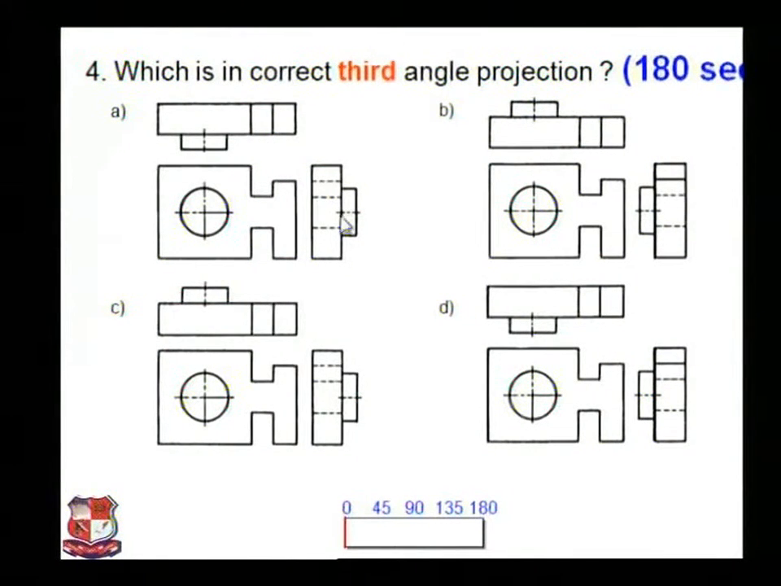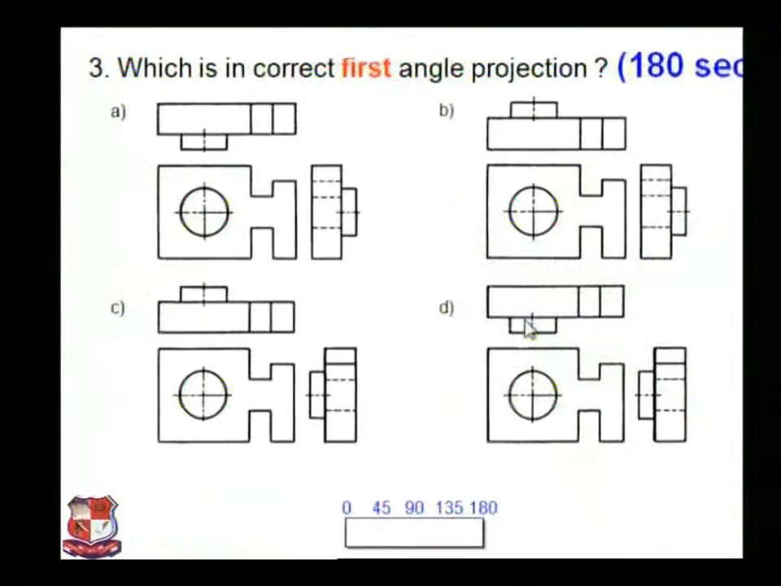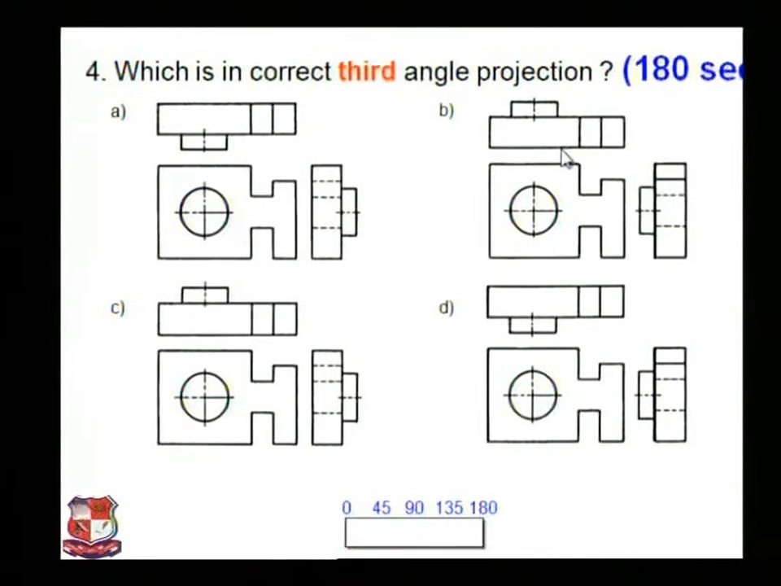So we have discussed this B, this we have discussed, this we have discussed, and this, yes. In this case, B is the right answer. B is drawn as first angle projection method. Now next question, which is the correct third angle projection method?